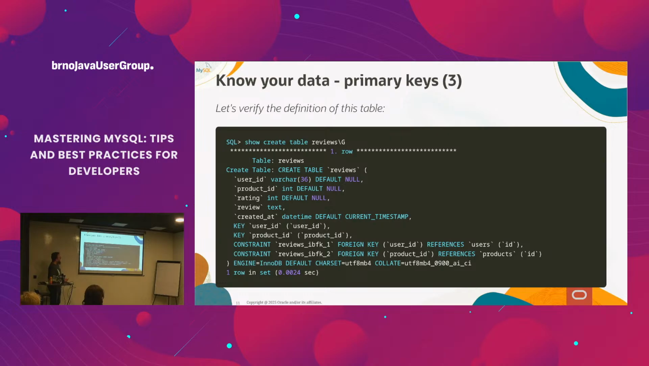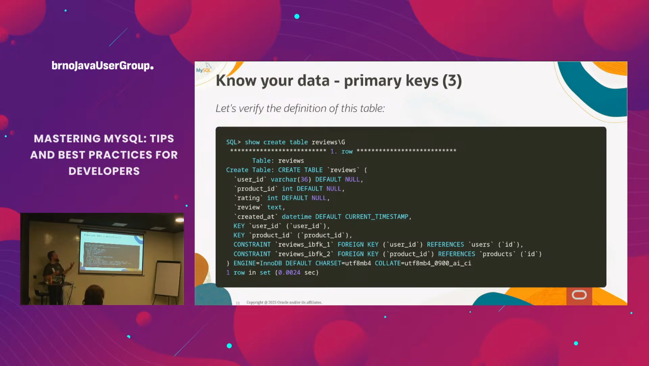So let's have a look at this. It was reviews. We check the creation of the table with show create table review, and we can see we have keys. User ID, is it not null? Not really. Product ID, is it not null? Not really. And they are not unique, so they cannot be used as primary key. And we don't have any primary key defined. So this is, in fact, the bad table.